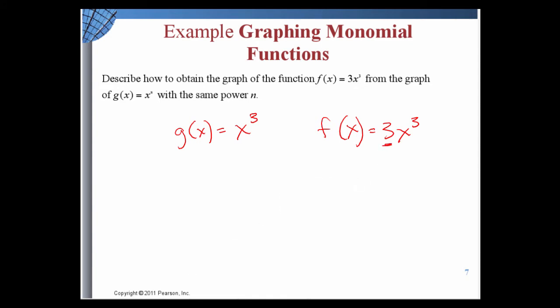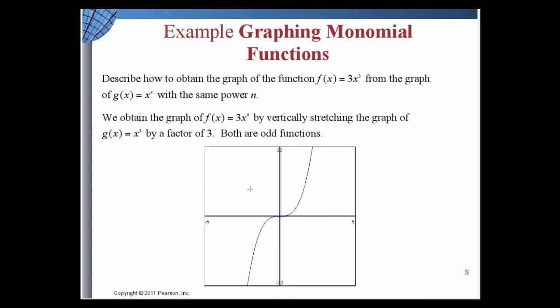Well, clearly the difference is the 3 here, the coefficient on x cubed. So how does that change the graph? Well, we obtain the graph of f of x equals 3x to the third by vertically stretching the graph of x cubed by a factor of 3. Both are odd functions. So what it means to vertically stretch is that we're going to multiply the outputs of the function g by 3 to get the outputs of f. So for instance, g of 1 would be 1 cubed, which is 1. F of 1 is 3 times that value.